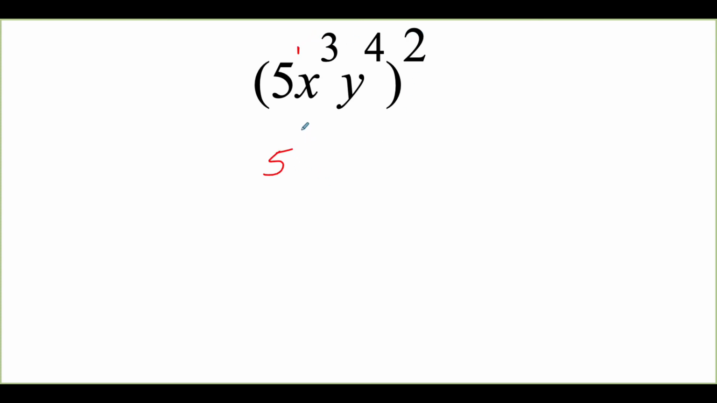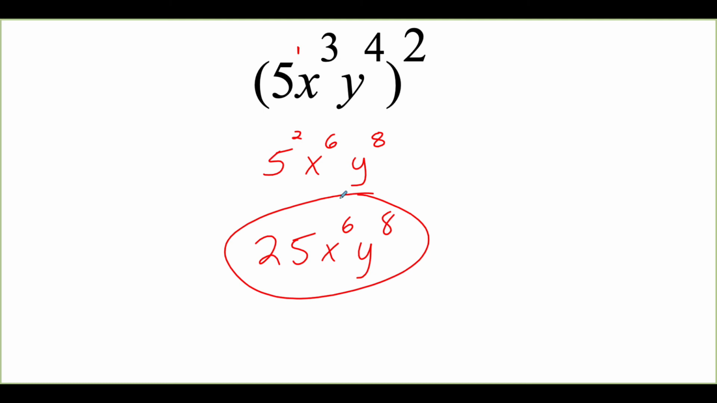So we get 5. When we multiply 1 times 2, we get to the second power. X, multiply the 3 by the 2, and we get to the 6th power. And y, multiply the 4 by the 2, and we get to the 8th power. Now, 5 squared we can either do in our calculator, or we might know that already. 5 squared is 25, and we have x to the 6th power and y to the 8th power. So that's going to be our final answer on this one.